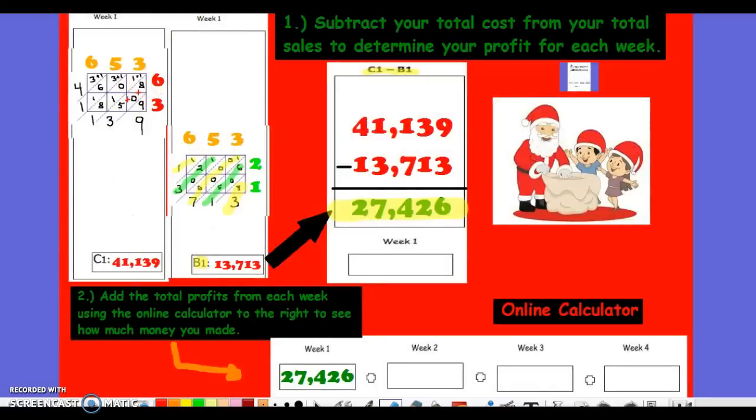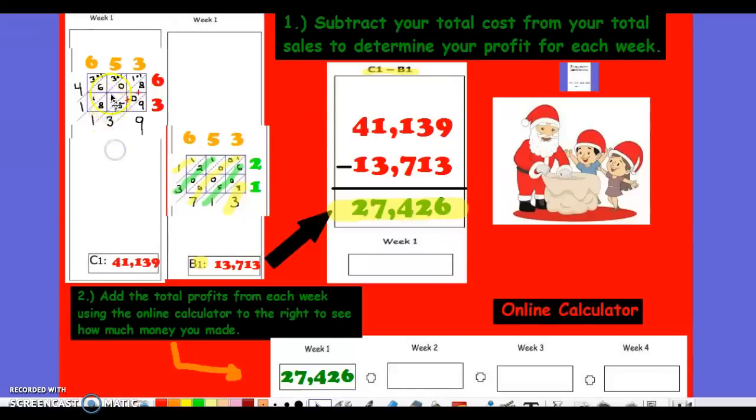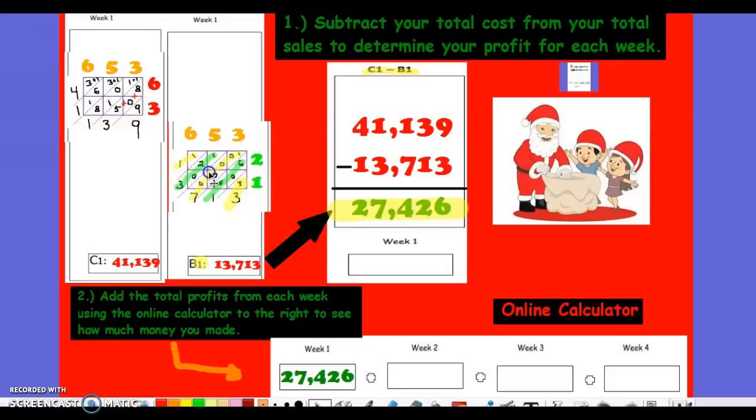Now remember, we had one partner complete the information for how much was actually sold, which was in this box right here. And we also had another partner that determined how much it actually cost us. That was the lower number. So it cost us $13,713 to make each toy. And we sold $653 in week 1, but we sold it for $63, so we actually made $41,139.